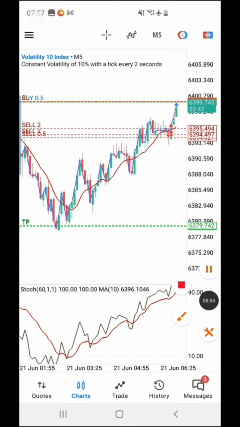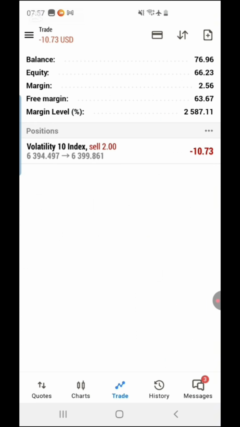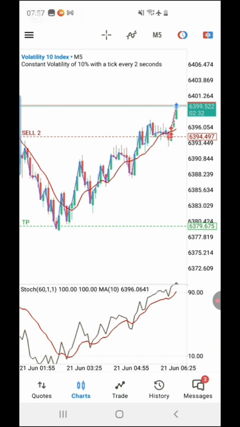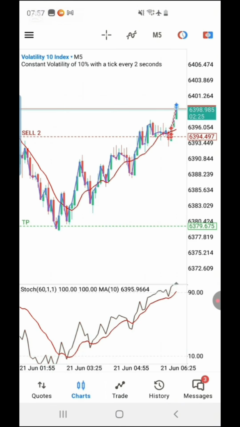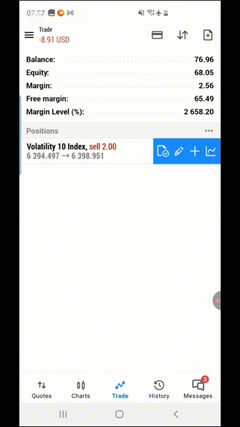So this particular one finally hit stop losses. I think I made a mistake here. Maybe I opened more trades. That is one of the bad sides of this trading stuff. You must be very careful. Any small mistake can ruin everything.